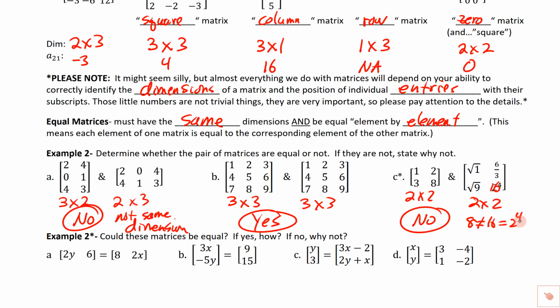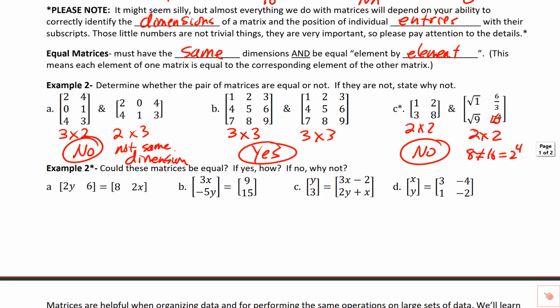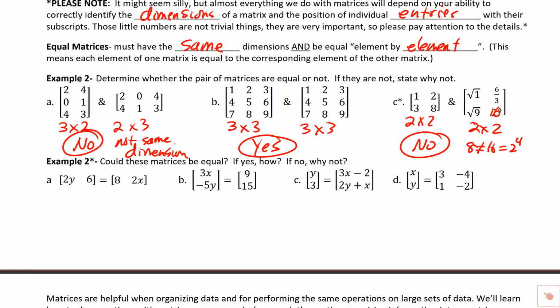So again, dimensions have to be the same, and then we check every one of those elements, make sure that the same number is in the same position on each one of those. Okay, next one, example 2 star. It says, could these matrices be equal? If yes, how? And if no, why not? So let's take a look at this one right here. Again, you've got to check the dimensions. This has 1 row, 2 columns.